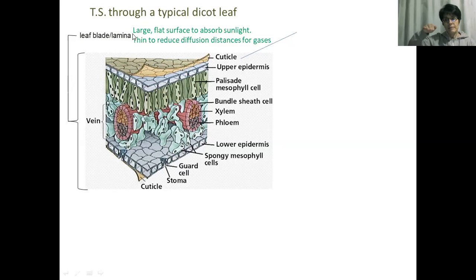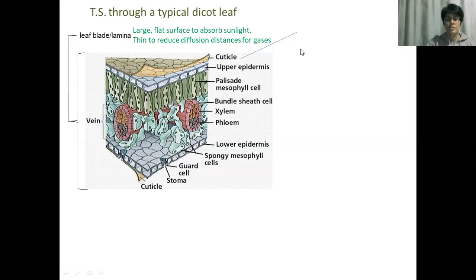Now, the actual flat part of the leaf, that's called the leaf blade or lamina. So it's got to be a nice flat surface to absorb sunlight, and it's thin. Leaves are thin to reduce the distance that gases have to diffuse from cell to cell. All right, think of our bodies and all the trillions of cells and how we need a really complicated blood vascular system to get things to the cells and things away.